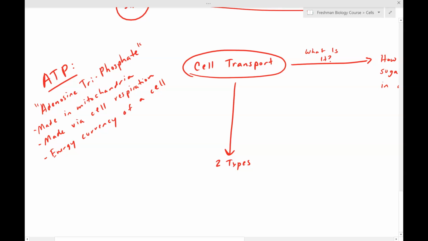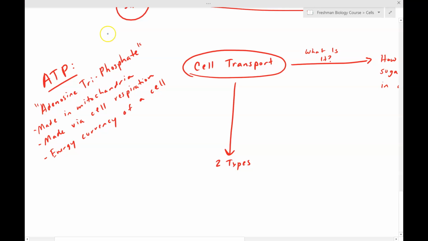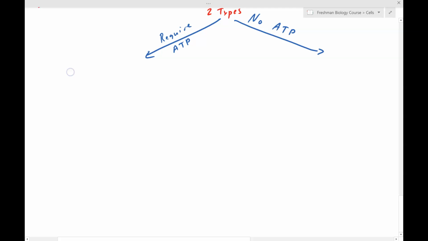All right, so with ATP being the big idea here in terms of cell transport, now we're going to take a look at the two types of cell transport. There's going to be two types, and they're both going to have to do with ATP. The first type is going to require ATP. The second type is not going to require ATP. There's no ATP involved. Okay, so let's take a look at the first type.